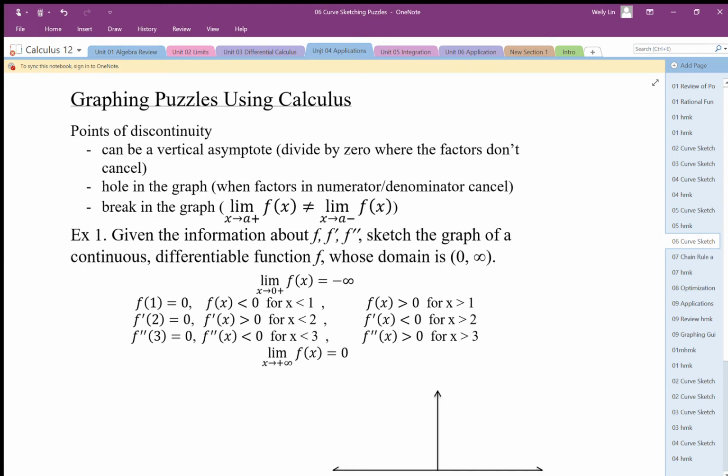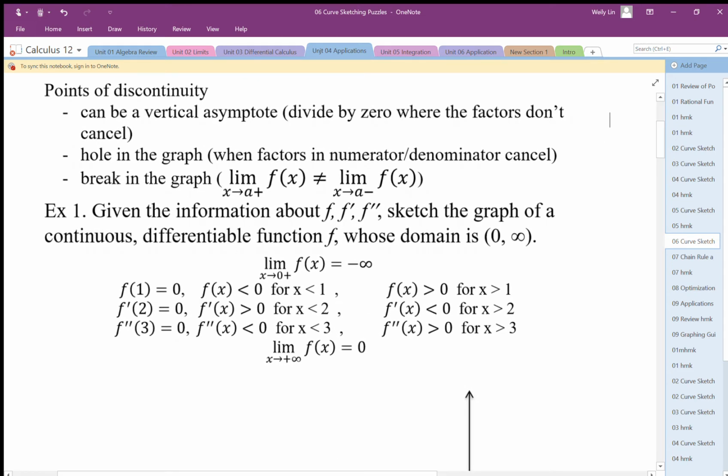So in this example here, we've been given some information about f prime and f double prime, and you're asked to sketch the function. They give you some other information here in a table. They also tell you that it is continuous, which is very important, and it is differentiable, which is also an important piece of information because it also tells you that it's smooth.